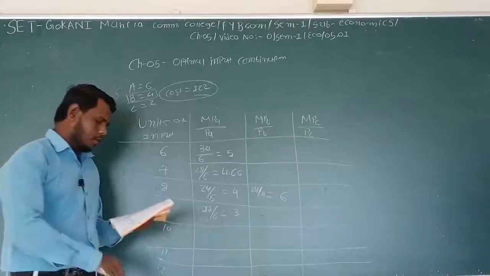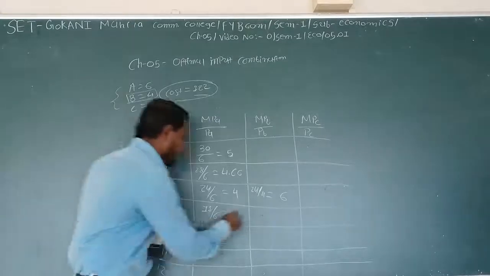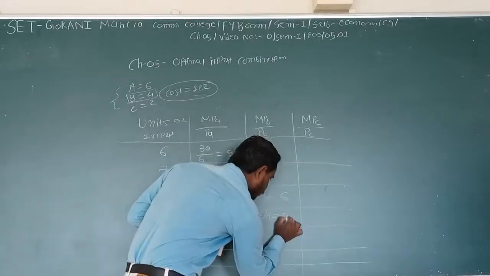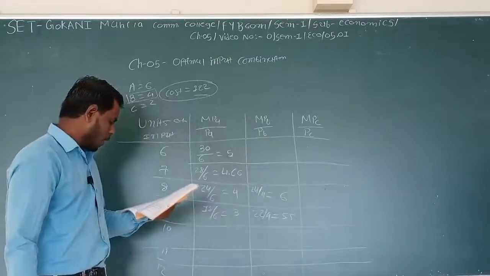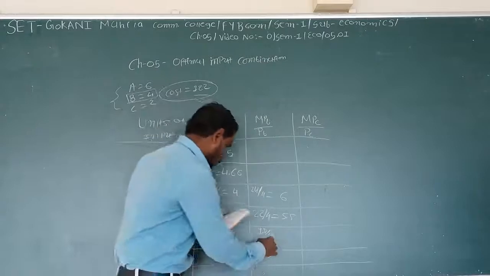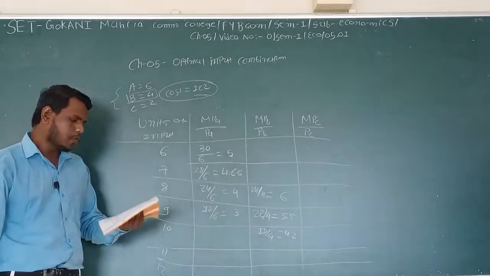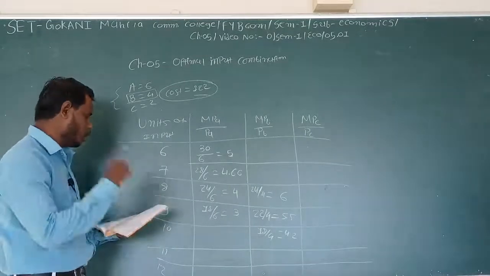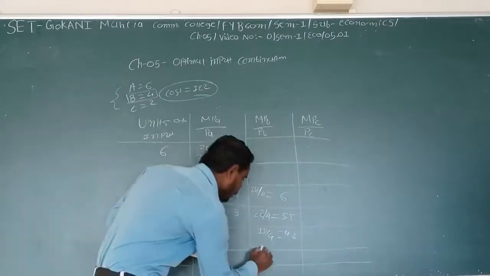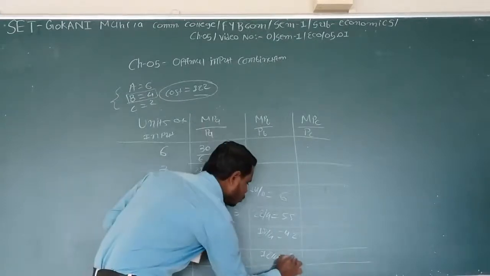After that, the marginal productivity of B is given as 22. So 22 divided by 4, and you will get 5.5. After that, there is given 18. So again 18 divided by 4, so you will get 4.2. When you use 11 units of input B, the marginal productivity is 12. So 12 divided by 4, that is 3.